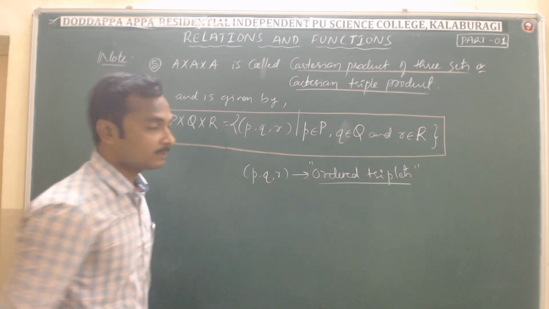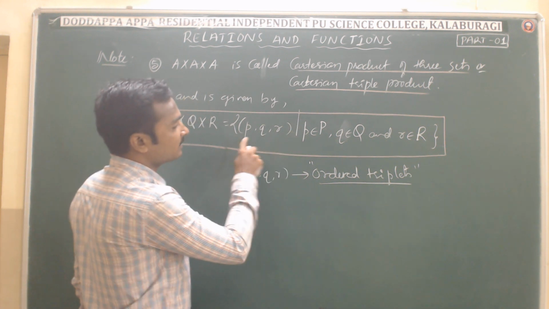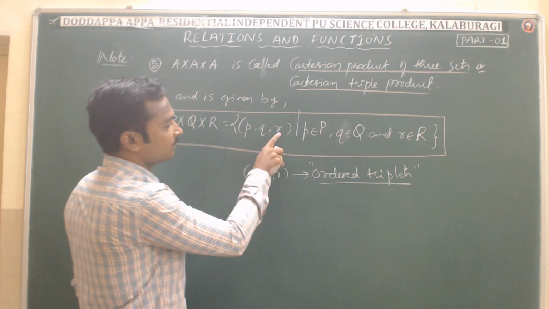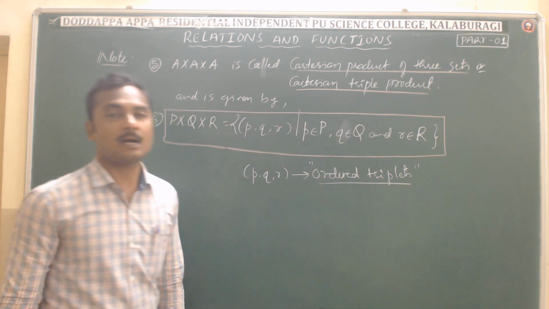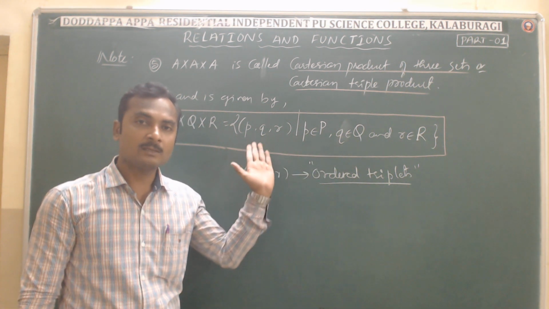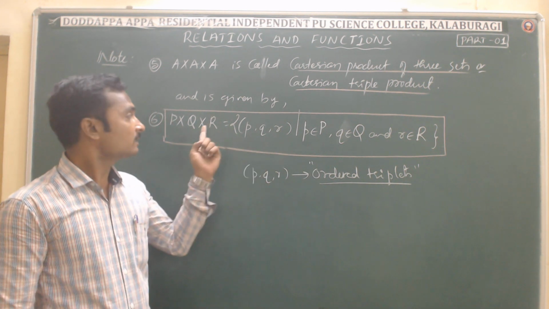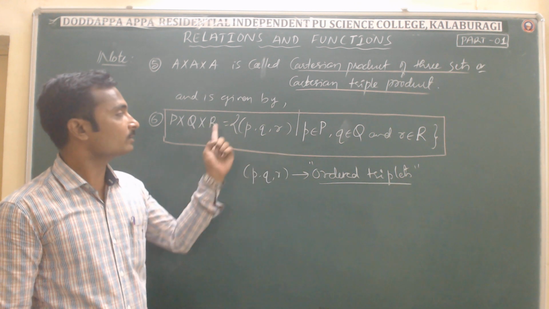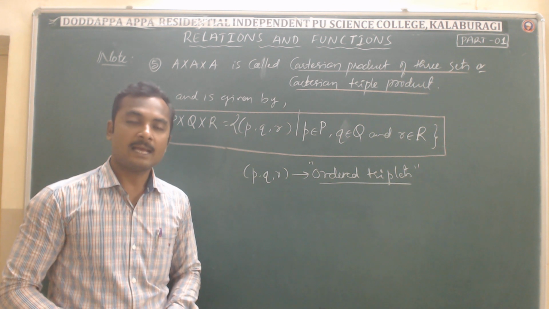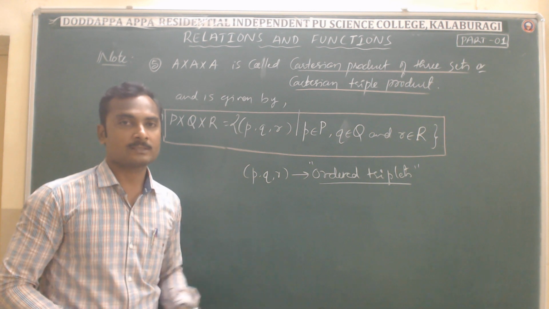So the ordered triplets (p, q, r) are such that the first element p belongs to the first set P, the second element q belongs to the second set Q, and the third element r belongs to the third set R. This is the condition. In this way, we will study the Cartesian product of two sets as well as the Cartesian product of three sets. Note down this.